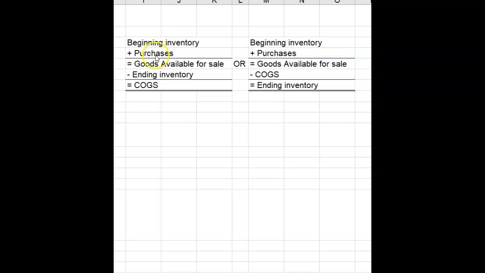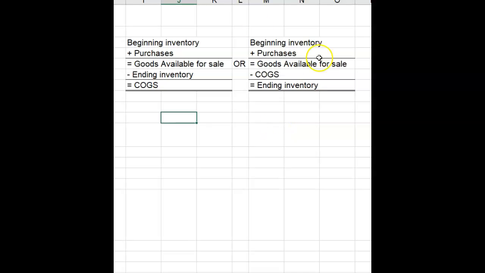So beginning inventory plus purchases equals goods available for sale minus the cost of ending inventory will calculate cost of goods sold. And that makes sense because if you've got goods available for sale and you subtract out the ones that you did not sell, that leaves the cost of the ones that you did sell.